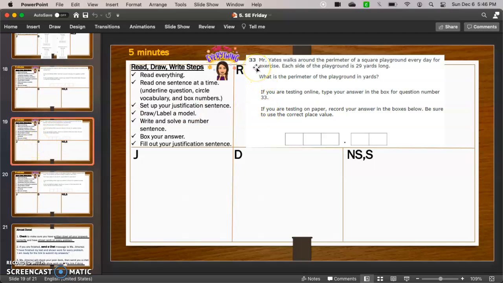Question 33. Mr. Yates walks around the perimeter of a square playground every day for exercise. Each side of the playground is 29 yards long. What is the perimeter of the playground in yards? Mr. Yates walks around the perimeter of a square playground every day for exercise. Each side of the playground is 29 yards long. What is the perimeter of the playground in yards? Remember, answer the question in your Pear Deck.